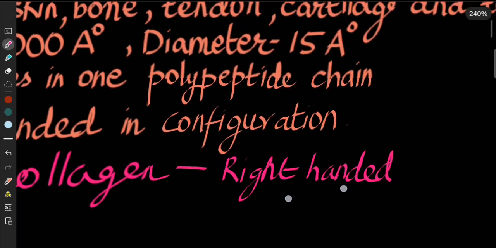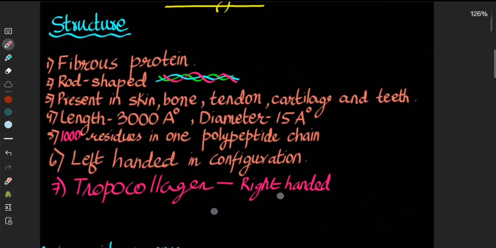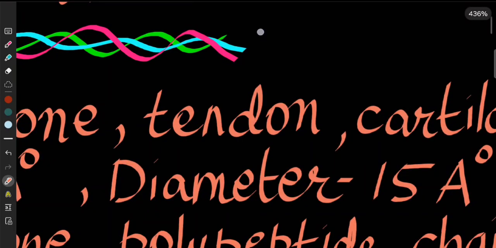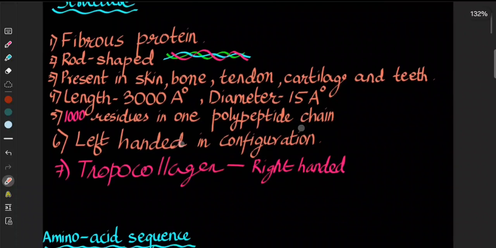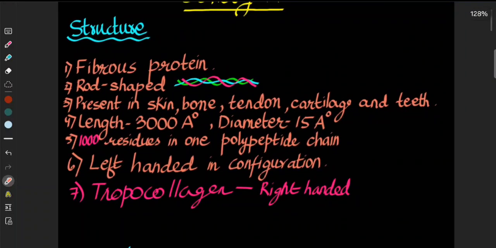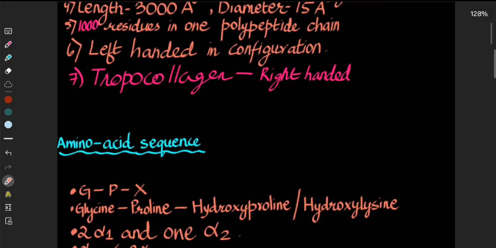Okay, so as you can see over here, we discussed the structure of a fibrous protein, that is collagen. Where is it present? Its length, its diameter, right? Diameter is this particular thing. How many amino acid residues are present in one polypeptide, and what kind of configuration the structure has. Now we'll talk about another thing, that is the amino acid sequence.